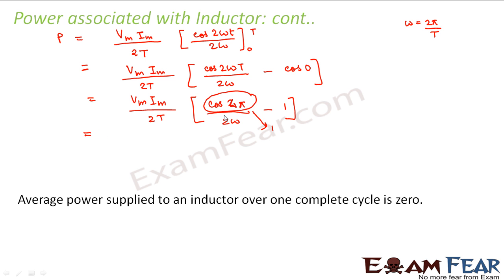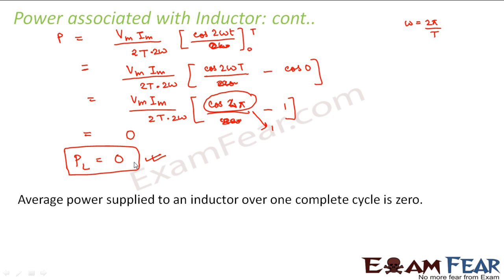I'm sorry, I missed taking this 2 omega outside because it has nothing to do with the upper and lower limits. So this value comes out to be 1. So this comes out to be 0. Therefore, the value comes out to be 0. So we get that the average power associated with an inductor is equal to 0 over one complete cycle.